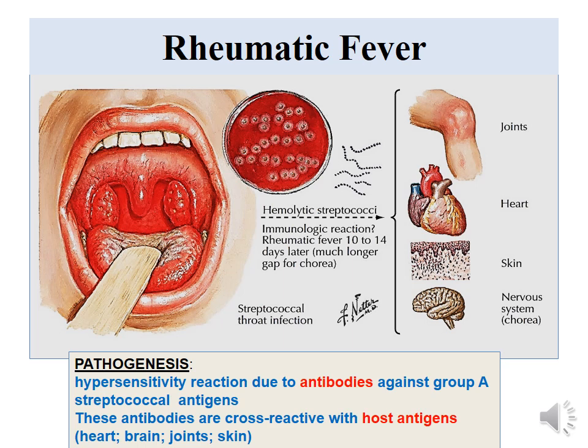The immune system, when it will encounter the infection, will form antibodies against group A streptococcal antigens. In some patients, a small percentage of them, these antibodies will be cross-reactive with host antigens. The host antigens, meaning self-antigens, are found in the heart, the joints, the skin, and the brain.